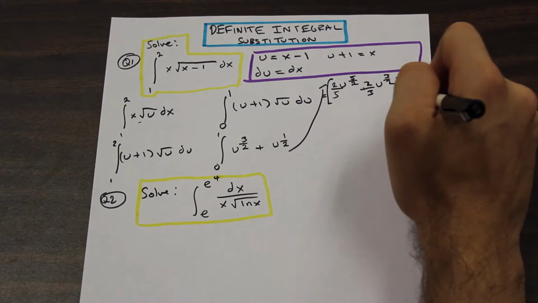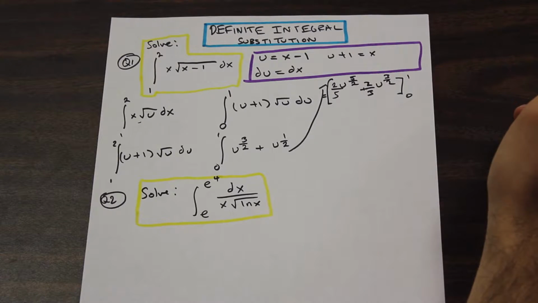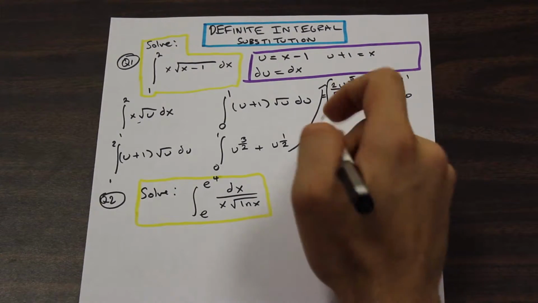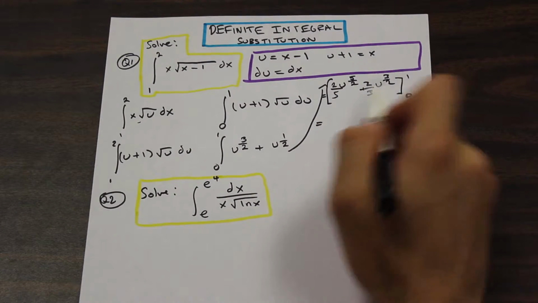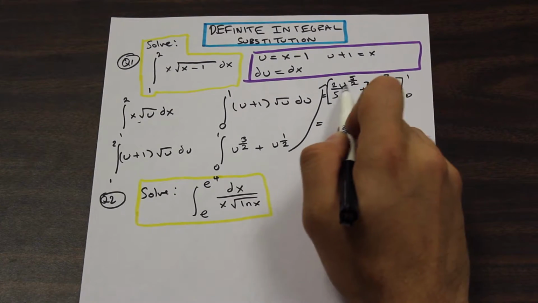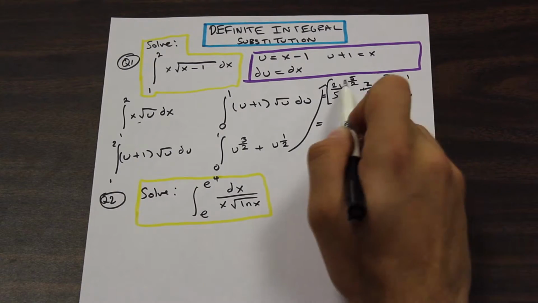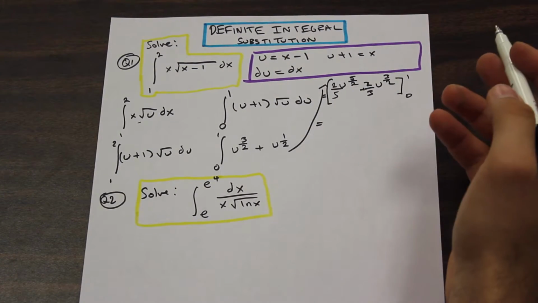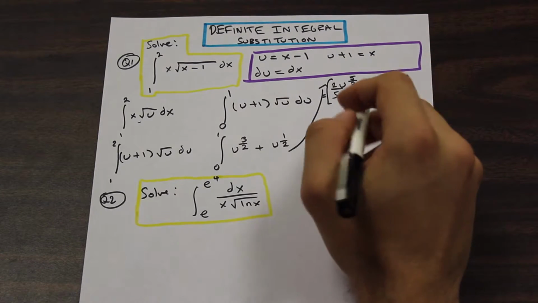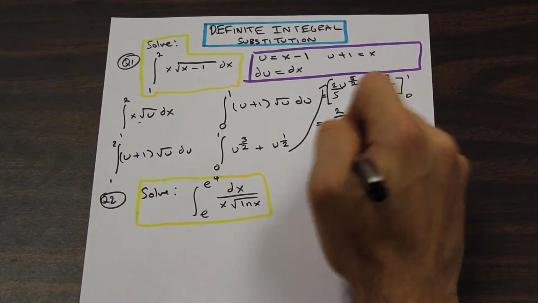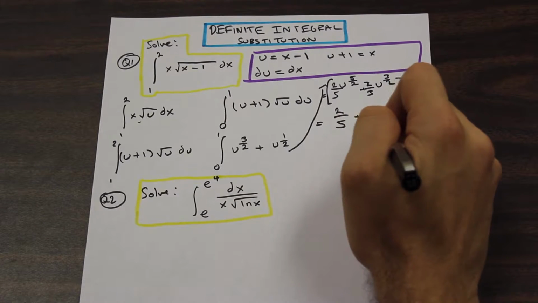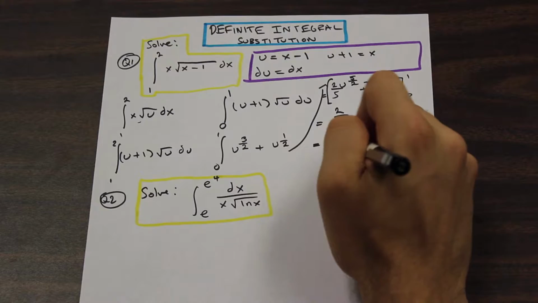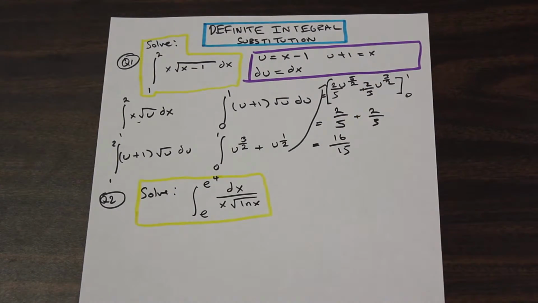Perfect, and that is all evaluated from 1 to 0. All right, so go ahead and apply these numbers in. I'll let you do that on your own, okay? That's good practice. Apply these bounds, right? So plug in 1 and then subtract plugging in 0, right? And this one isn't actually too hard, but we should be left with 2 over 5 plus 2 over 3. And adding those two fractions together, we're going to get 16 over 15, which is our final answer.